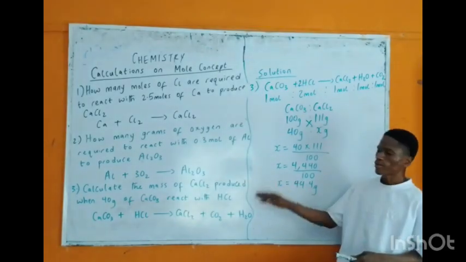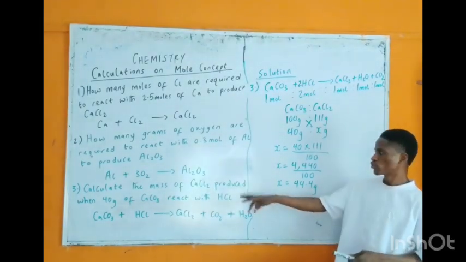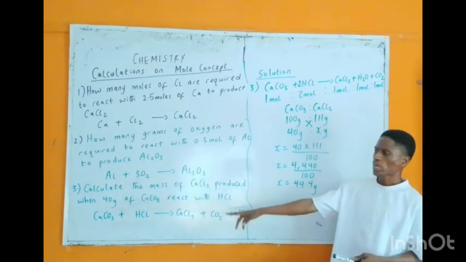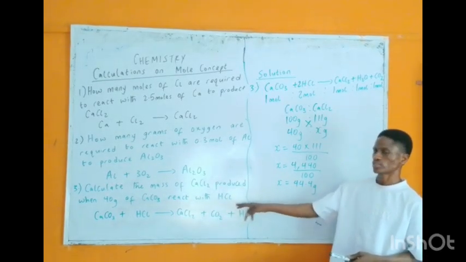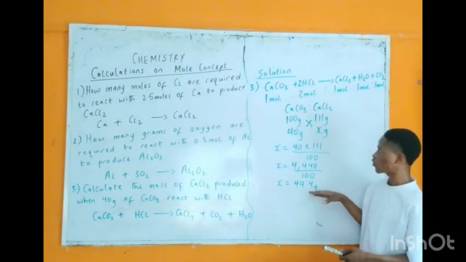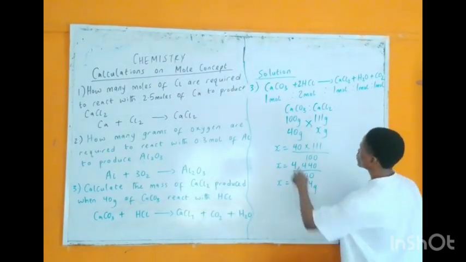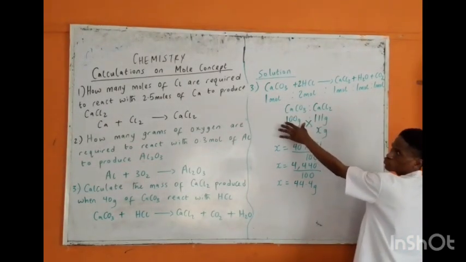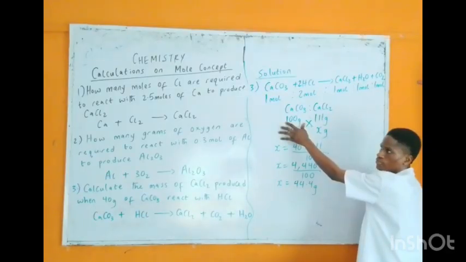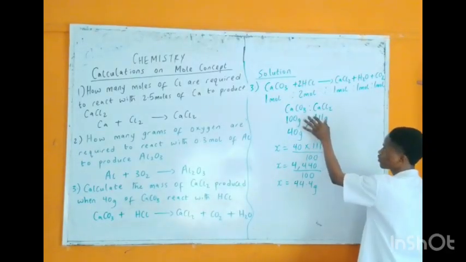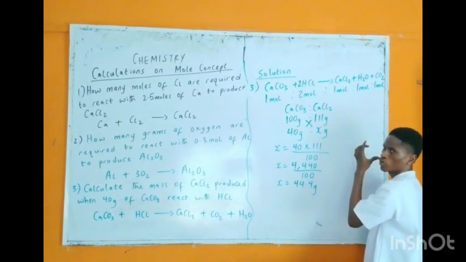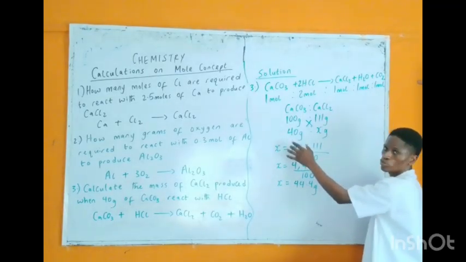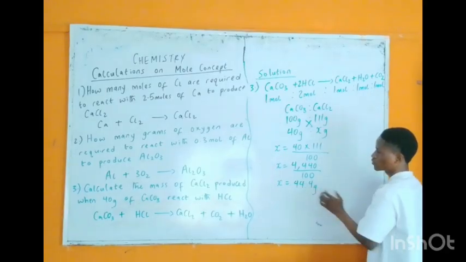So the mass of calcium chloride produced when 40 grams of calcium carbonate reacts with hydrochloric acid is 44.4 grams. The mass produced when we use 100 grams is 111 grams. Now, when we use 40 grams, what is produced? 44.4 grams produced.